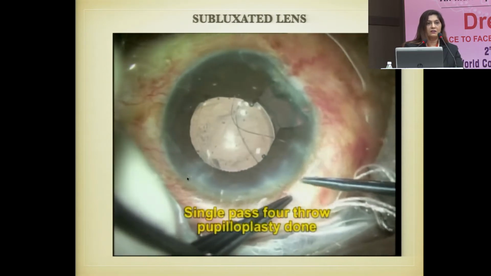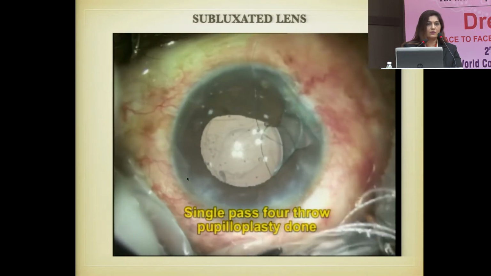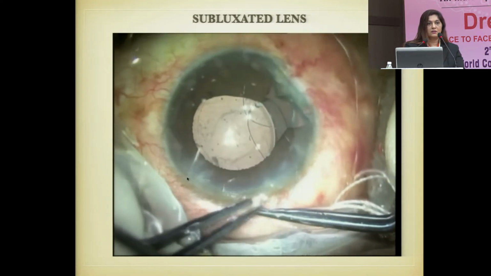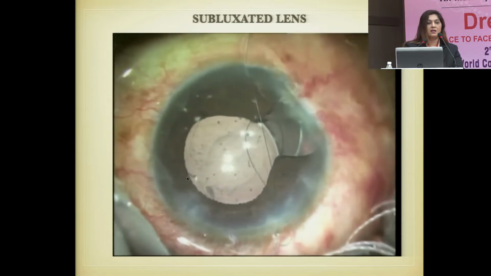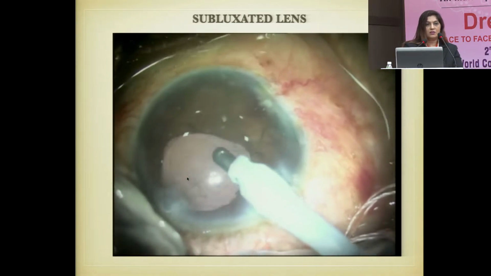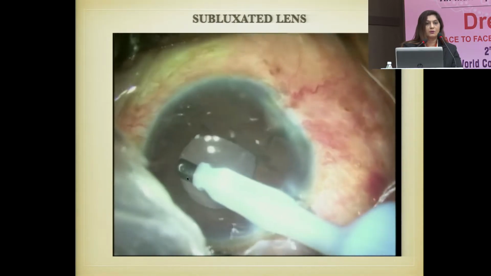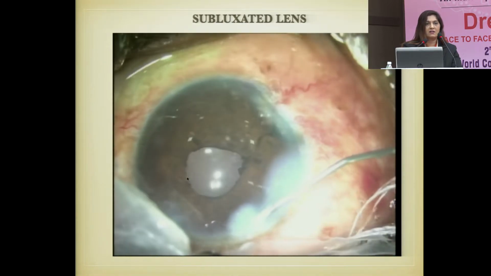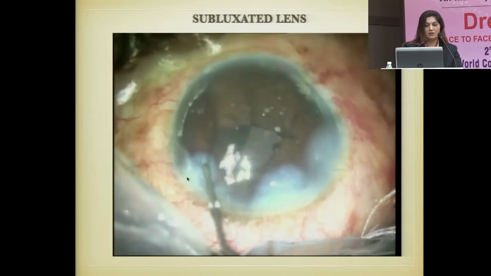Now, actually in this case, the iris has also gone off. So the procedure of choice that was described by me and Dr. Agarwal was the single pass four-throw pupilloplasty procedure. And this is our surgical procedure of choice when we go ahead with a pupilloplasty procedure. Simple, fast, easy, and it works superbly.